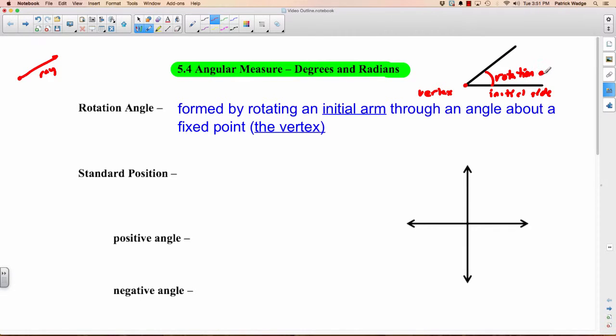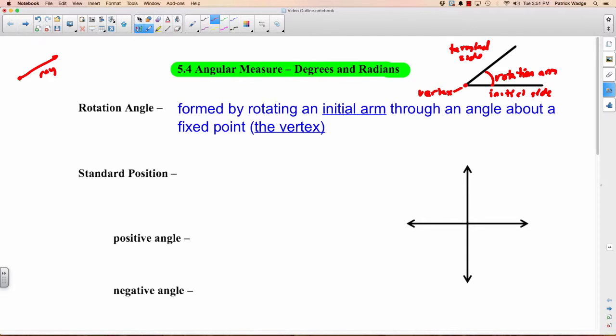The way you form a rotation angle is by rotating an initial side about a fixed point, which is called the vertex. So this is the vertex here. And what you end up with here, by the way, is once you've moved the initial side to a new position, this is called the terminal side, or the terminal arm. Oh, it looks like I put side in the diagram and arms in the definition. Oh well. Terminal side and terminal arm are exactly the same thing.